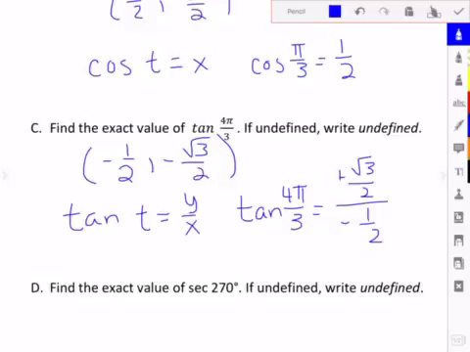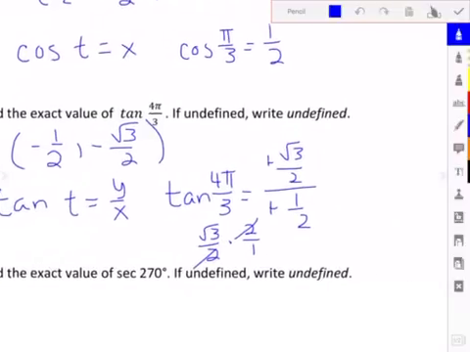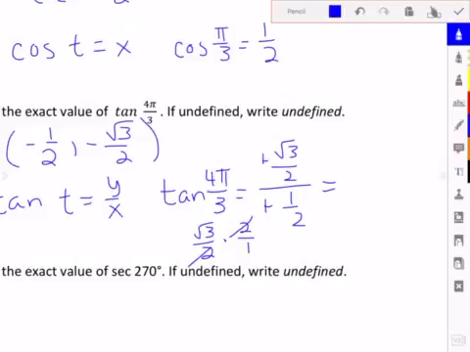So first thing I see is that the negatives cancel. Now I'm just going to do copy dot flip. I'm going to say square root of 3 over 2 times 2 over 1, because that's how we divide fractions. The 2's cancel, so we're left with the square root of 3. And that would be our tangent.